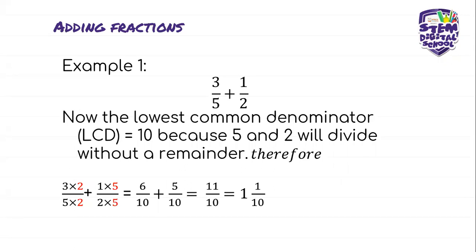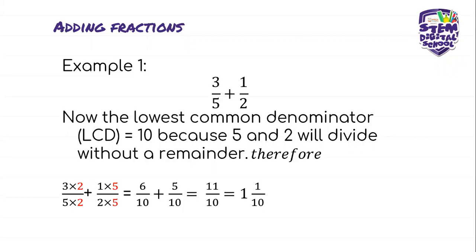There is a misconception which is sometimes made by the learners. I'm talking here about the mistake. Some of the learners will add 3 and 1 as the numerators to get 4, and thereafter they will add 5 and 2 to get 7, and then they will say that the answer is 4 over 7. Please note that that is false.